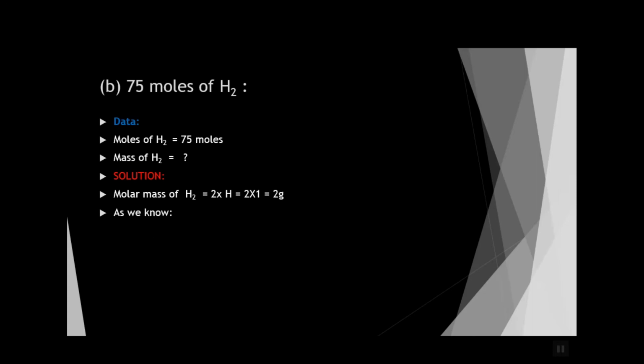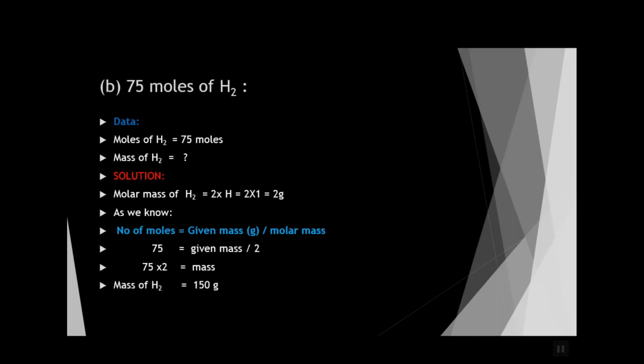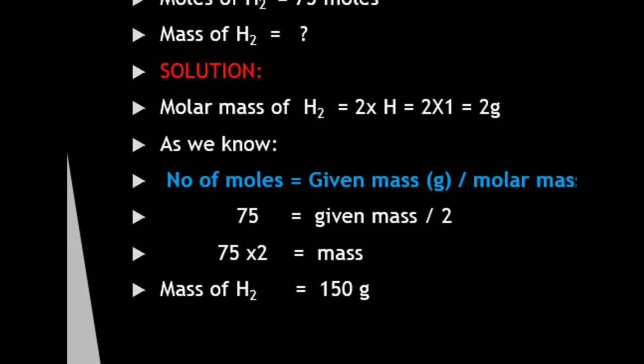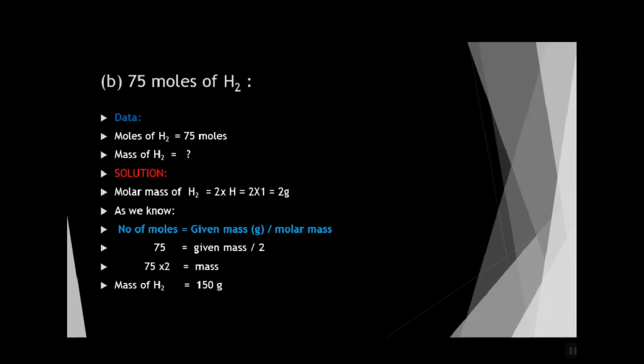And as we know, our next step is applying the formula, number of moles is equal to given mass, that should be in gram divided by molar mass. Now number of moles that are already given, 75, and given mass is, we don't know, we have to find it, the given mass divided by 2, and after multiplying 2 with 75 we get the mass. Mass of hydrogen is equal to 150 gram. So students, our answer is mass of hydrogen is 150 gram.